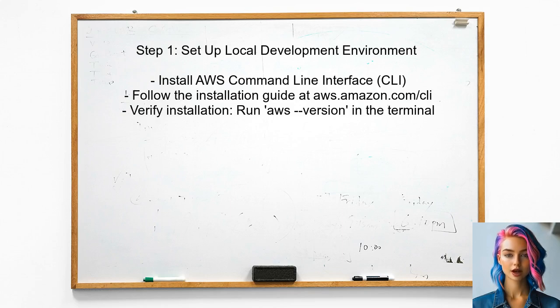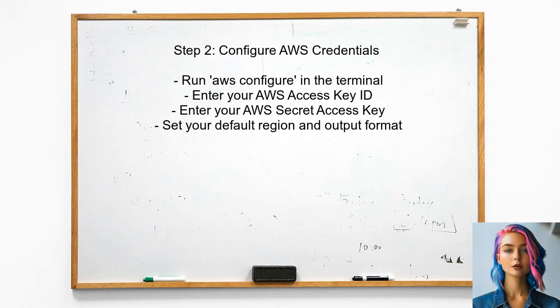To debug AWS Lambda functions written in Node.js, the user should first set up their local development environment. This involves installing the AWS Command Line Interface, or CLI, which allows for easier interaction with AWS services. Next, the user should configure their AWS credentials. This is essential for the AWS CLI to access the user's AWS account securely.